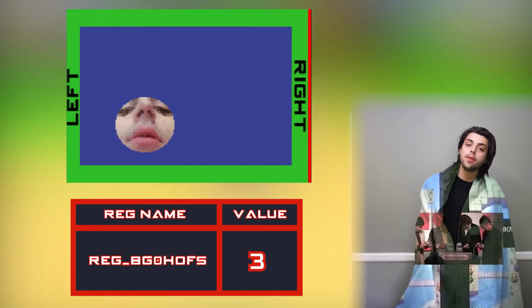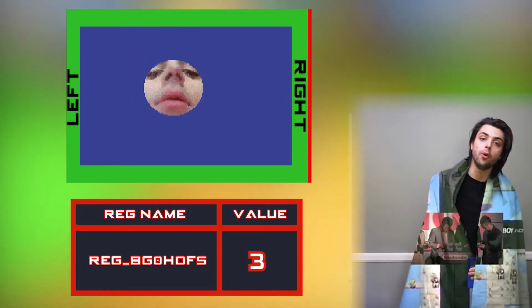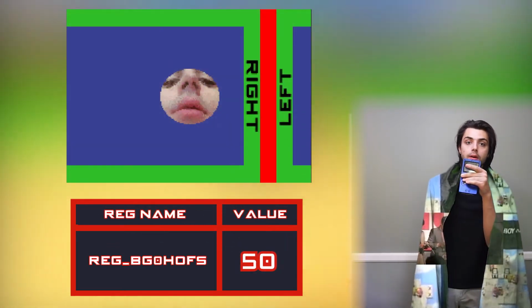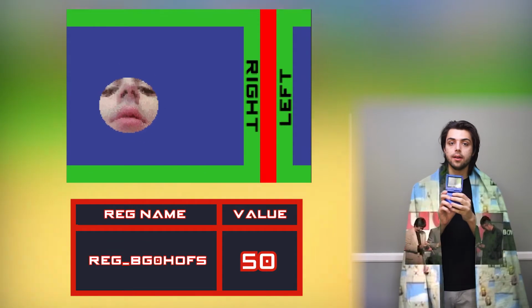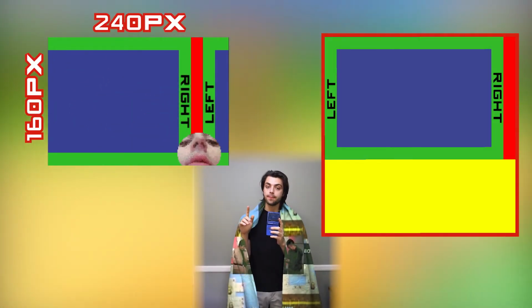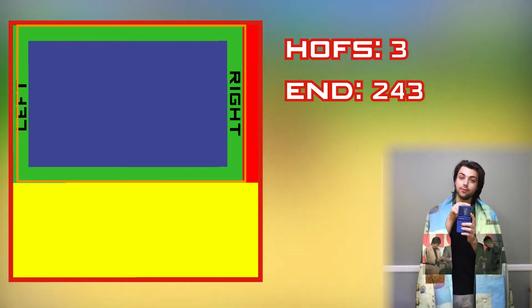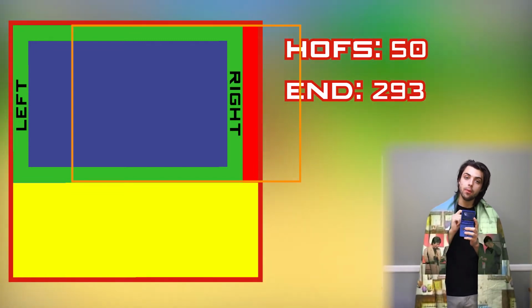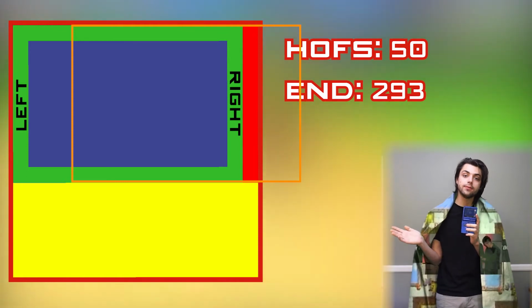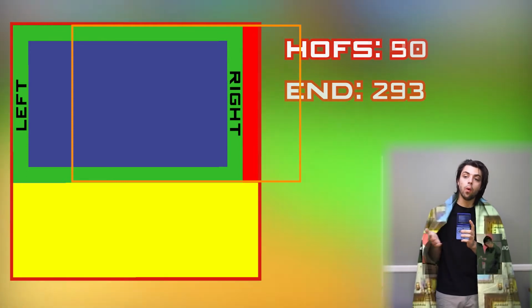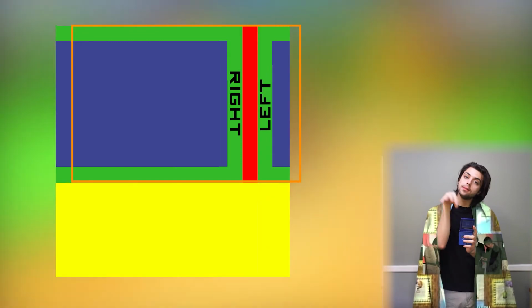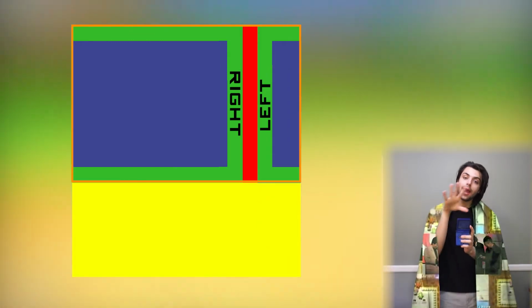Do you know what? 3 pixels isn't cutting it anymore for me. I want 50. Let's see what happens. Ooh, look at that. It ran out because the resolution is 240. The background size is 256. So once we added 3, it was now at 243. But once we add 50 more, that number exceeds 256. So what does it do? It wraps around. That's the word, wraps around.